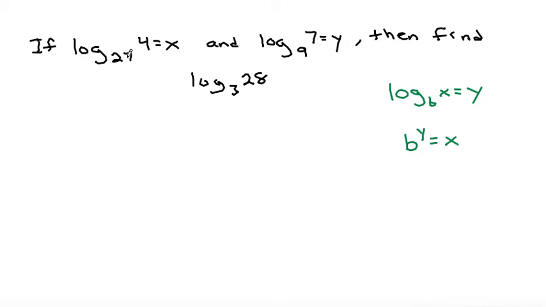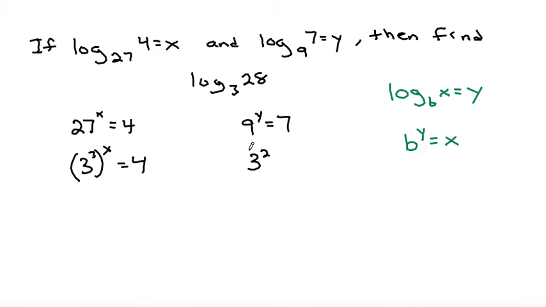This has a base of 27, so 27 to the power of x is equal to 4, to the power of y is equal to 7. So now notice that 27 and 9 are both multiples of 3. We can rewrite 27 as 3 cubed, so that would be 3 cubed to the power of x is equal to 4. And we can rewrite 9 as 3 squared, so that would be 3 squared to the power of y is equal to 7.